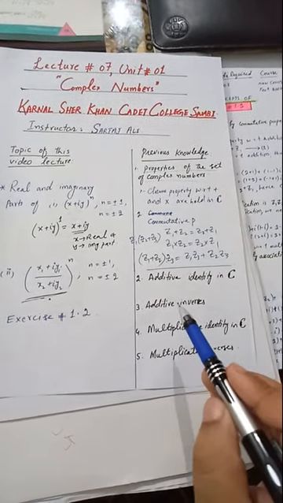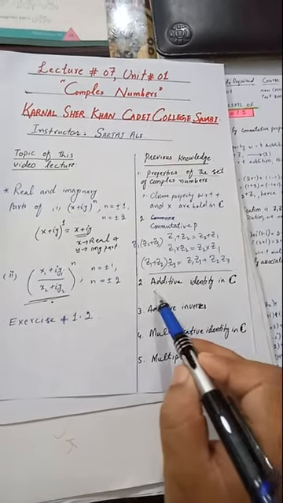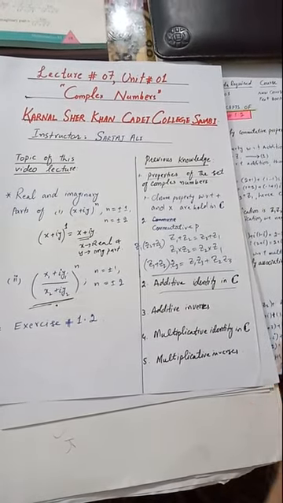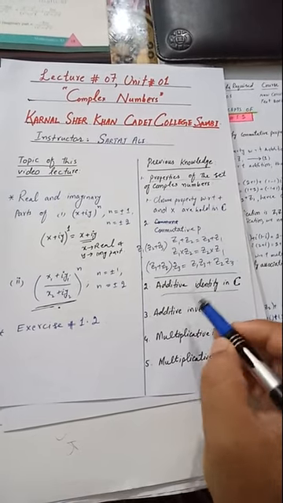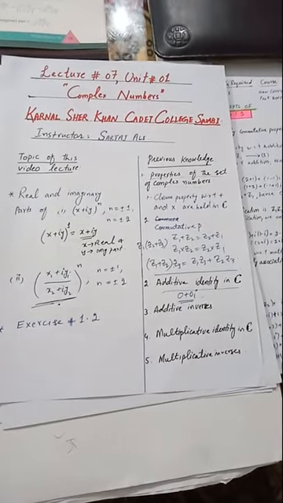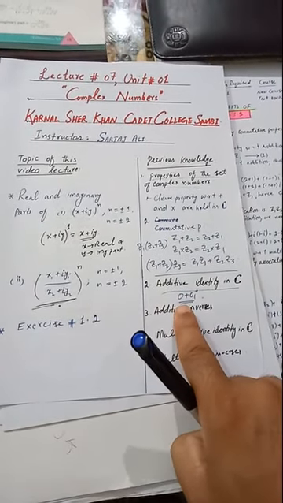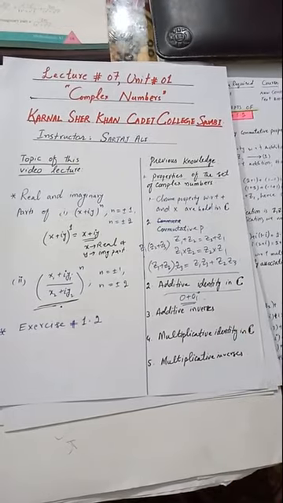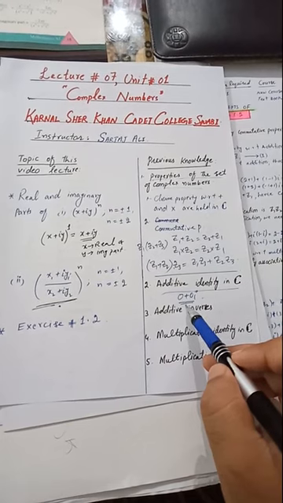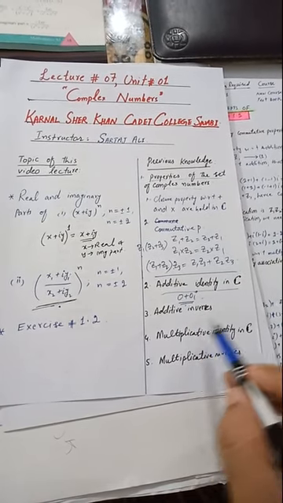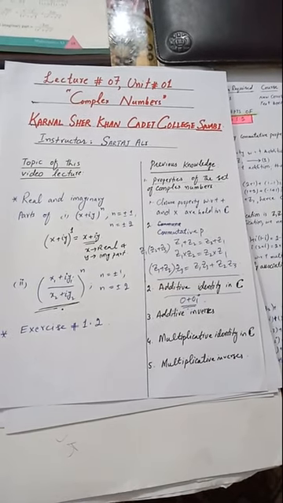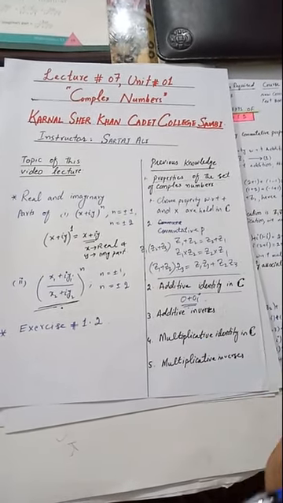After that, we discussed in the last video lecture what the additive identity is. We discussed in detail why 0 + 0i, which is the zero complex number, is the additive identity. So remember, this zero complex number is the additive identity in the set of complex numbers. Additive identity is single, but every complex number has its own additive inverse.